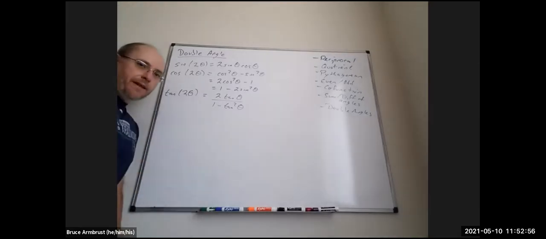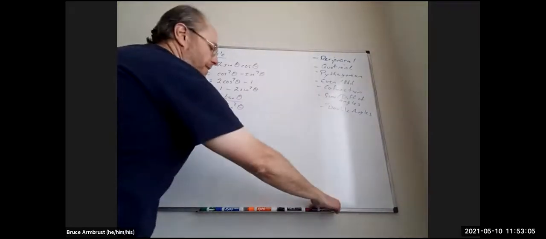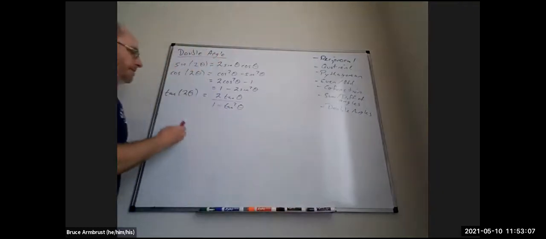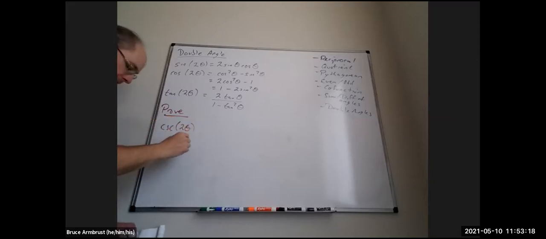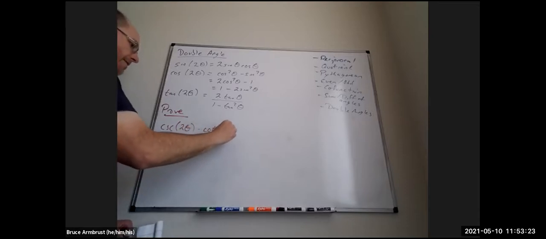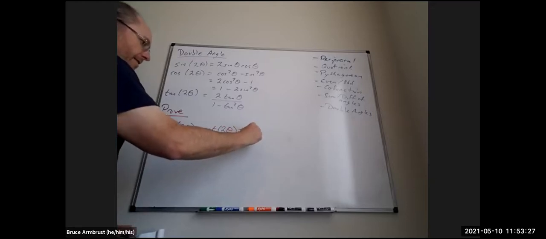All right, so we developed these, but we really didn't do much with them. So just to kind of refresh ourselves and to play with this, let's actually prove an identity. We're going to prove an identity using these. And we're going to show that the cosecant of 2 theta minus the cotangent of 2 theta is equal to the tangent of theta.